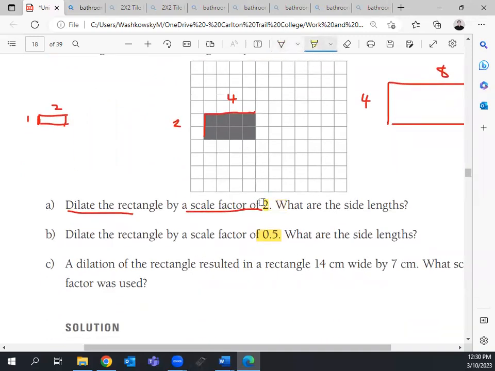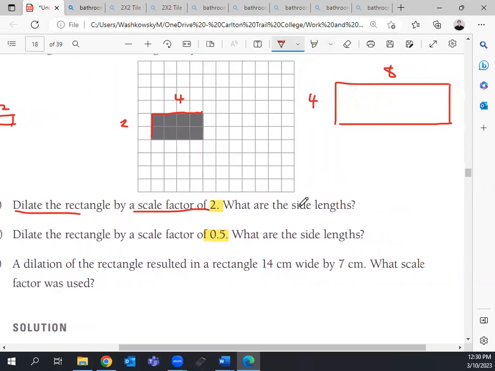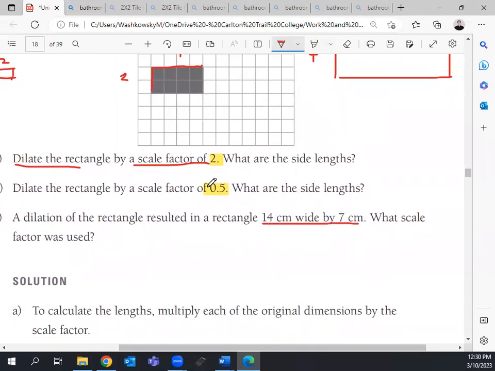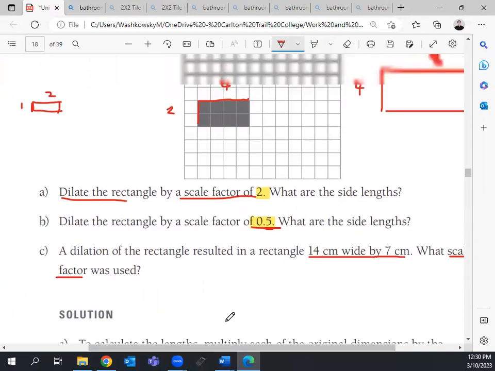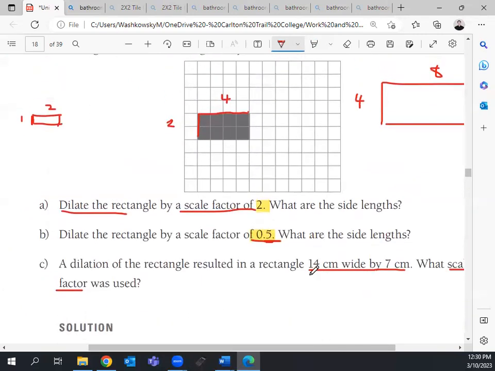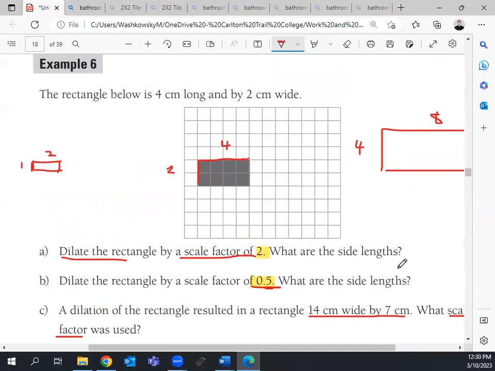So we've done this before, so we don't need too much of a refresher on it. Whatever number you have there, times it by that. That's really what it boils down to. So that seems simple enough here. Now, where it gets a little bit trickier is, now I'm not going to tell you what this scale factor is. Now I want you to figure out how to find that. So what happened in this case was, okay, I now have a rectangle that's 14 centimeters wide and 7 centimeters tall.